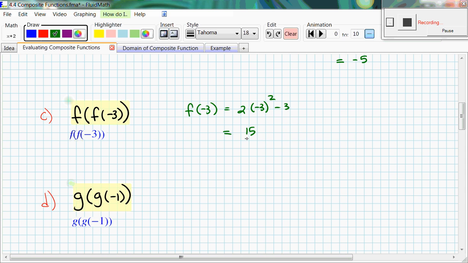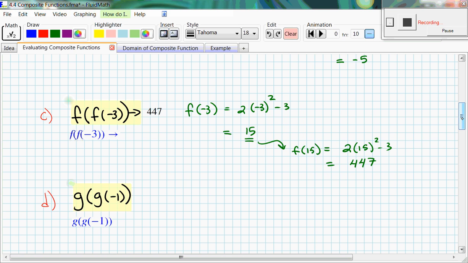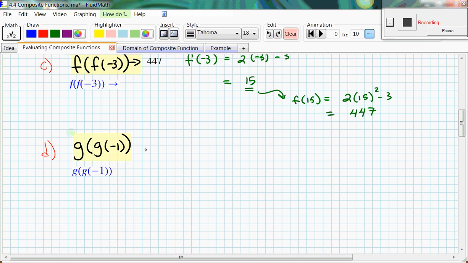Okay, good. Now I take the 15 and I plug it right back into f again. So figure out what is f of 15. Well, that's going to be, again, 2 times 15 squared minus 3, and 15 squared is 225. Double that is 450, take away 3 is 447. So, is that right? Let's see. According to this, yes, 447. And then we can do the same thing for g of g of negative 1. You should try it on your own and come up with an answer of negative 25.